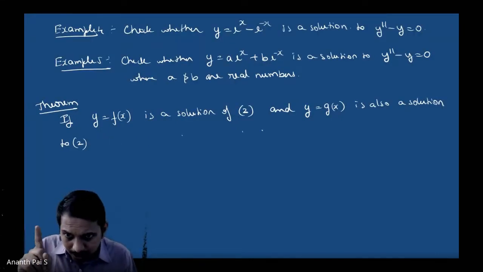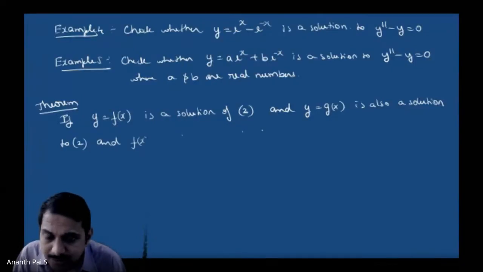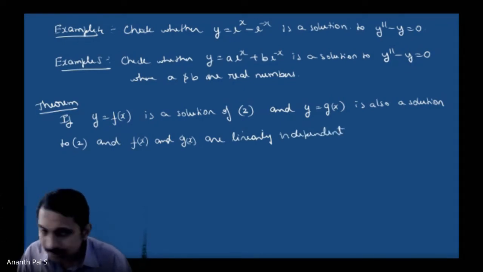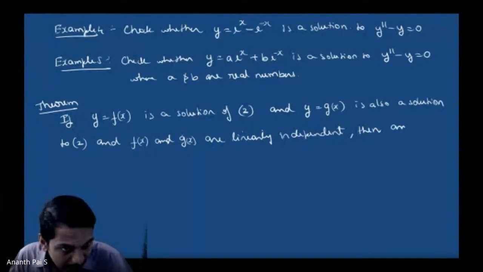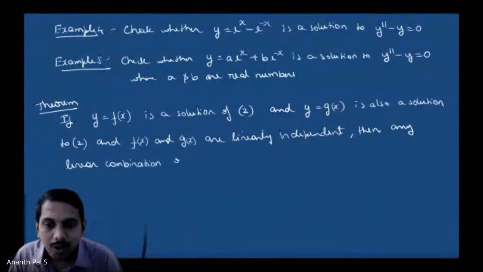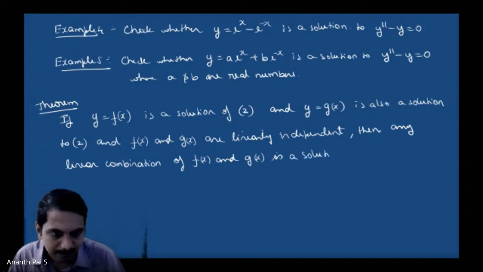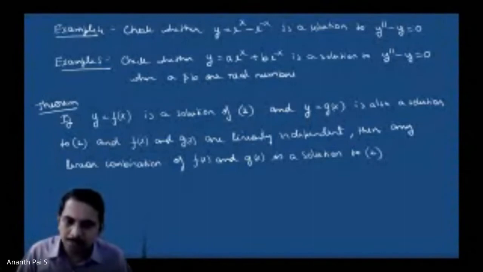If y equals f of x is a solution to 2 and y equals g of x is a solution to 2, and f of x and g of x are linearly independent, I'll tell you what these things are. Then I will tell you what is linearly independent. Then any linear combination of f of x and g of x is a solution to 2. You can take any number, you put it, you will get it as a solution.